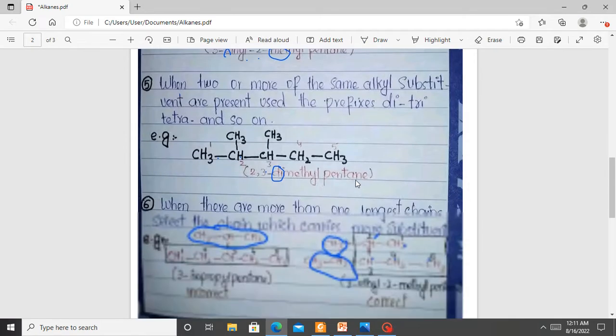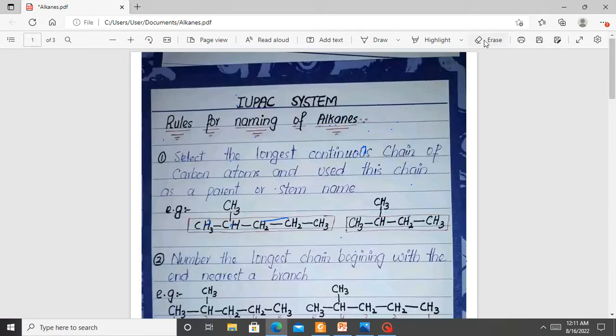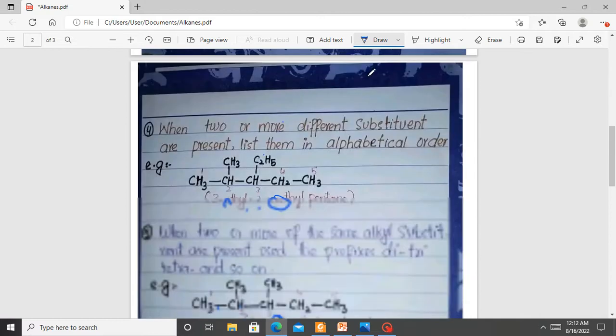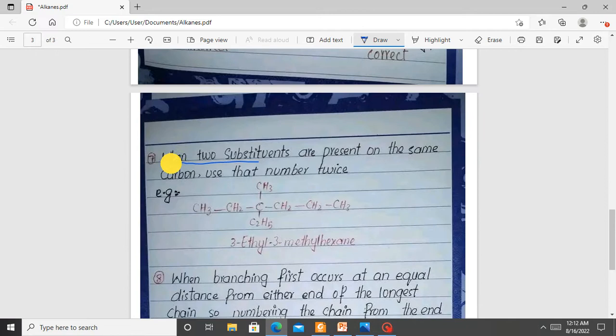Okay, so let's continue. Let's continue with our structure. We have here. Okay, so let's continue. Go to the side. So we are at point 7 here.